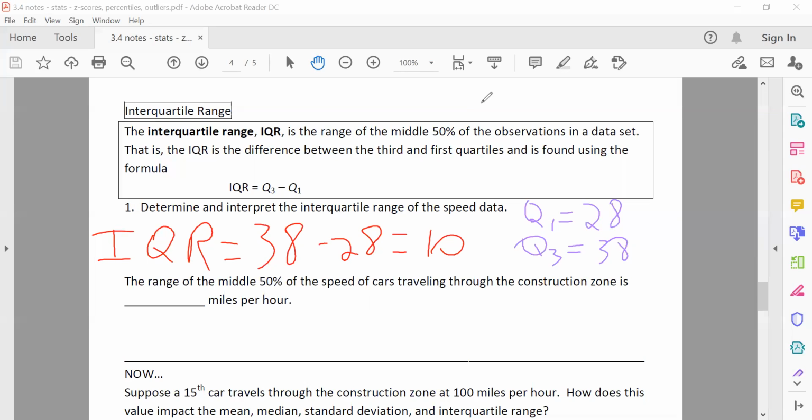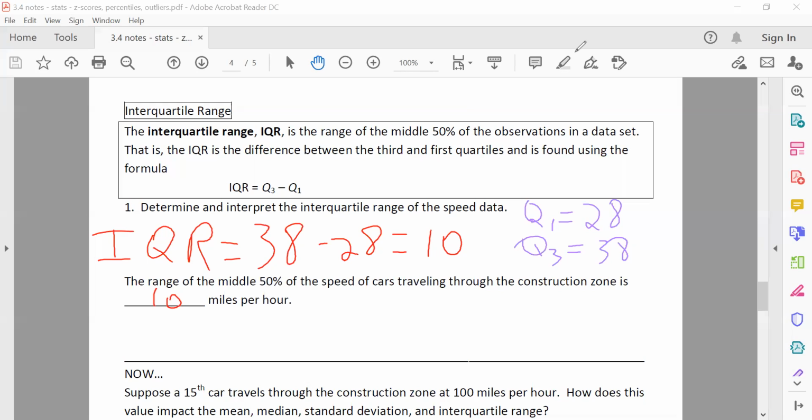It's the range of the middle 50%. In other words, if you're in the middle 50%, you at most are 10 units or 10 miles an hour different from anything else in the middle 50%. That's the highest it can go. And so the range of the middle 50% of the data traveling through the construction zone is 10 miles per hour.